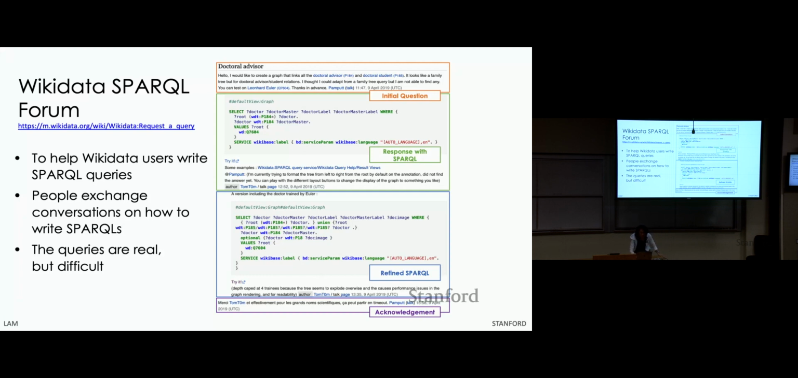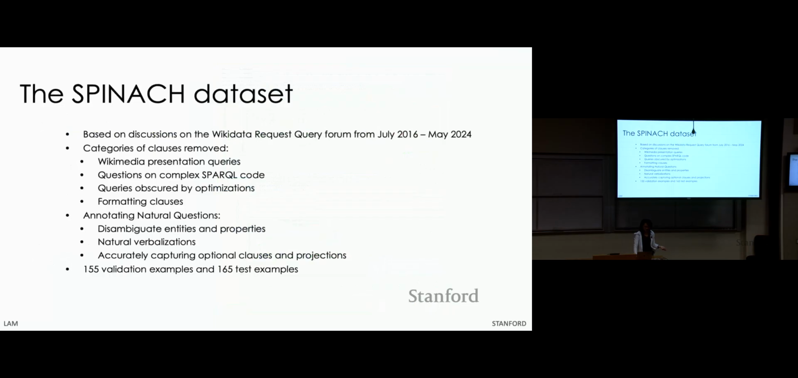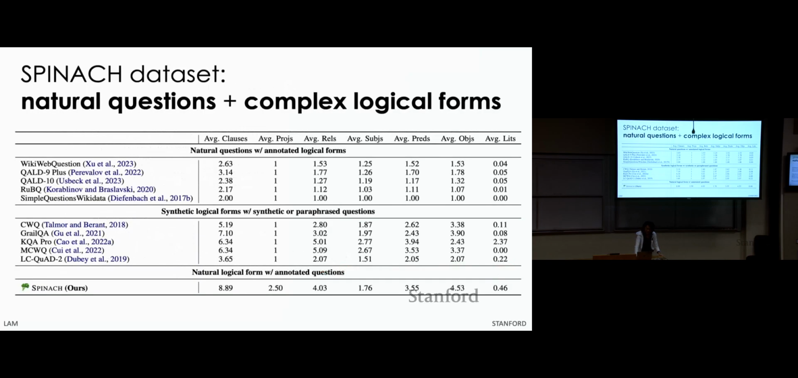Here's another example of a question. It says, I would like to create a graph that links all the doctoral advisors and doctoral students. It looks like a family tree, but for doctoral advisor-student relations, how do I make this query? Okay, clearly there's a lot of information in here, and you want to extract that graph out. Non-trivial discussions in order to come up with the right query. So we look at that data set and we clean it up. I don't want to get into details, but we clean it up and then generated 155 validation examples, 165 test examples. Here's the natural language query that people are writing. Here is the actual answer that they are looking for. And this is real. And they are the toughest ones. So here is the result on the data set.